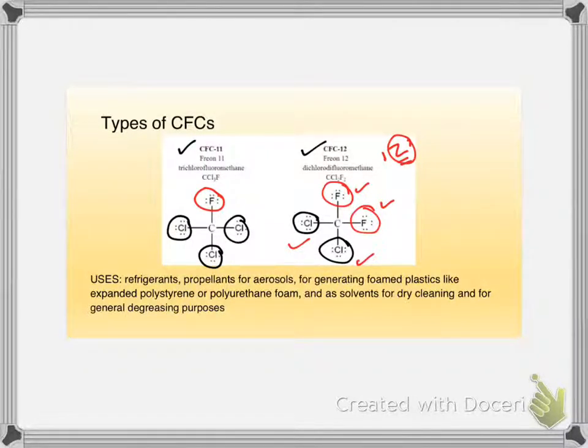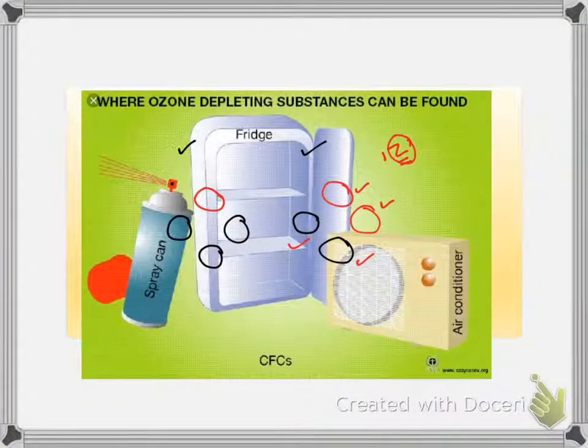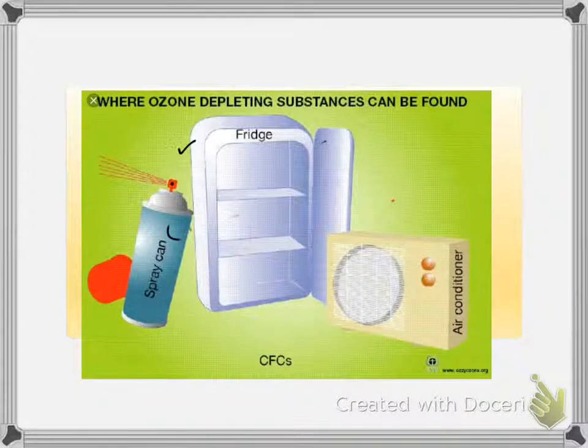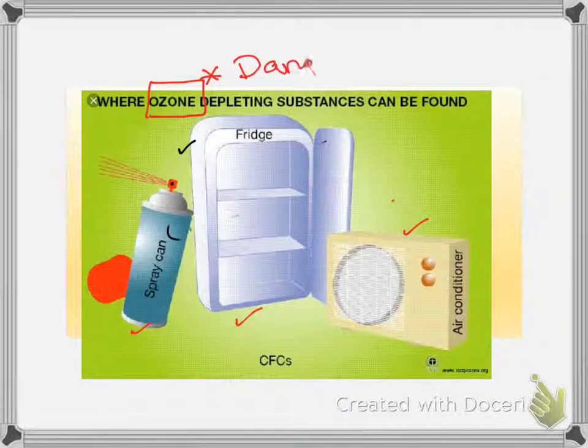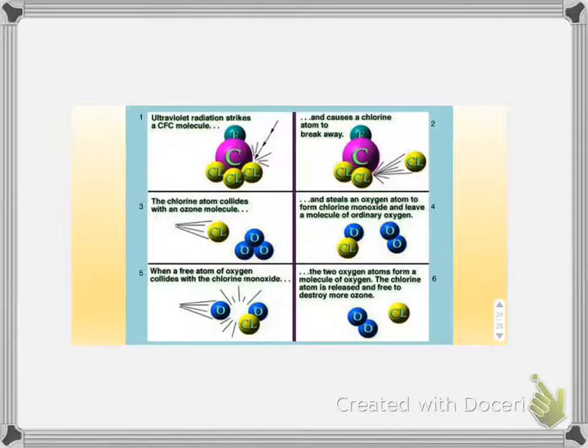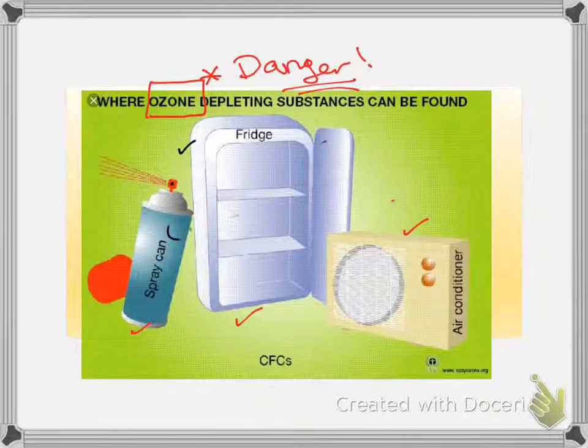Now, Freon 11 and Freon 12 are used in things like refrigerators. They are used in ACs, see here the air conditioning. They are used inside the refrigerators, and they are used inside of a spray can to make the spray come out. Okay, they are very dangerous substances because they destroy the ozone. They are very bad substances. So we don't really use CFCs anymore. They are banned because they are very bad.